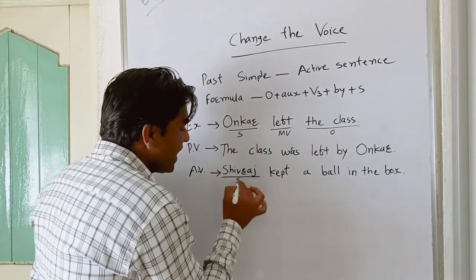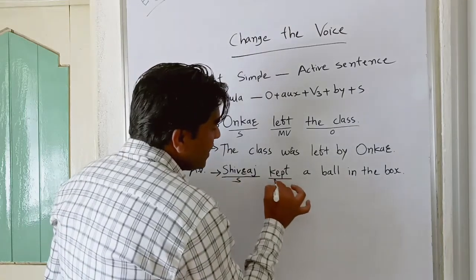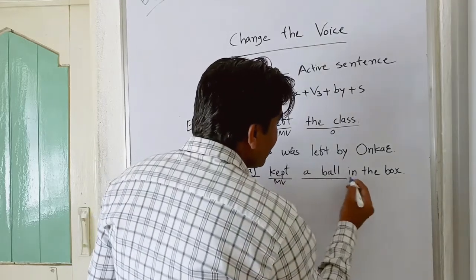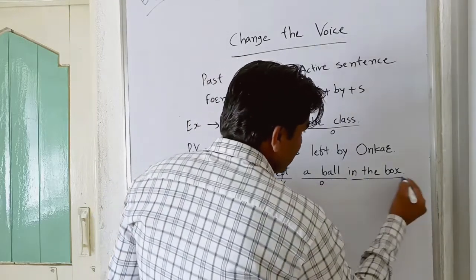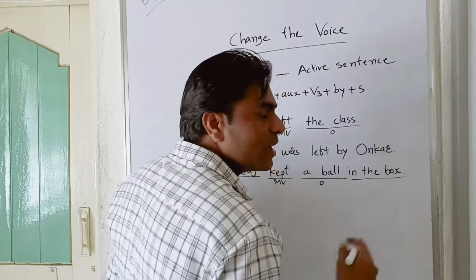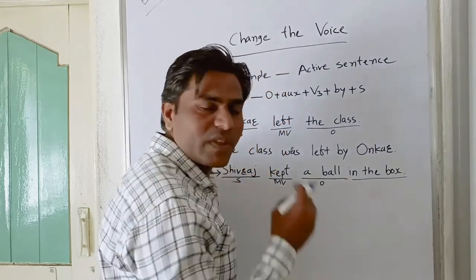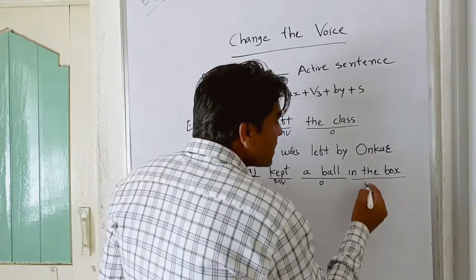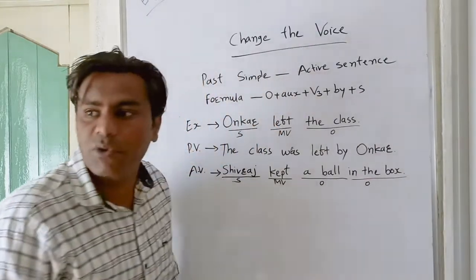Shivraj, it is the subject. Kept, this is the main verb. A ball, it is the object. In the box, it is the prepositional phrase also. We call it the second object, with the prepositional phrase.